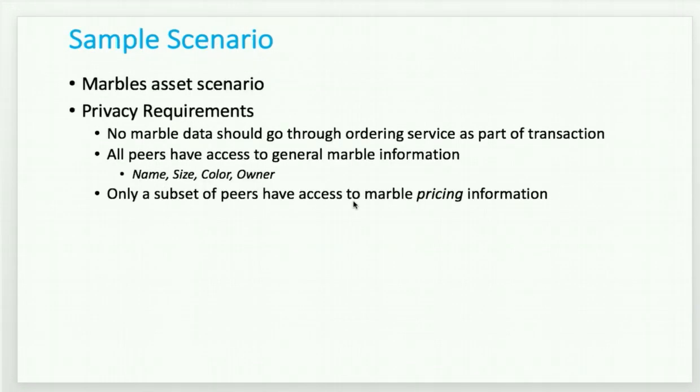So let's look at a scenario to make the principles more concrete here. We'll extend the marbles demonstration that some people might know, and we'll add privacy requirements to that scenario, such that no marble data should go through the ordering service. The marble data should only get distributed peer-to-peer across the network, and all peers will have access to general marble information, such as the name, size, color, and owner of the marble, but only a subset of the peers have access to private pricing information. For example, only the peers or the organizations that are involved in that transaction.